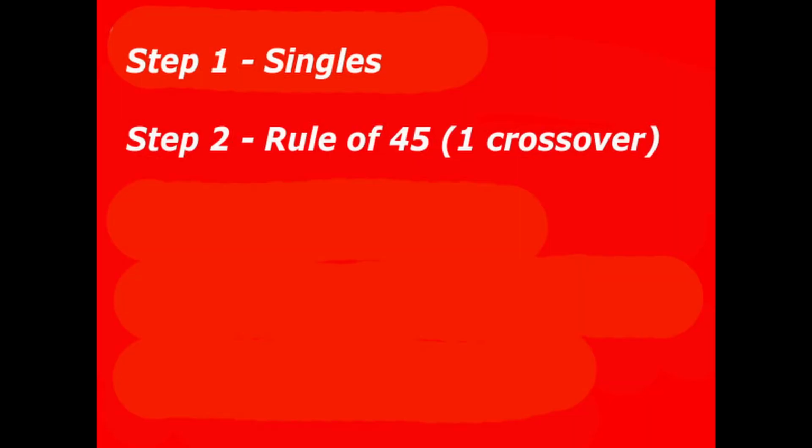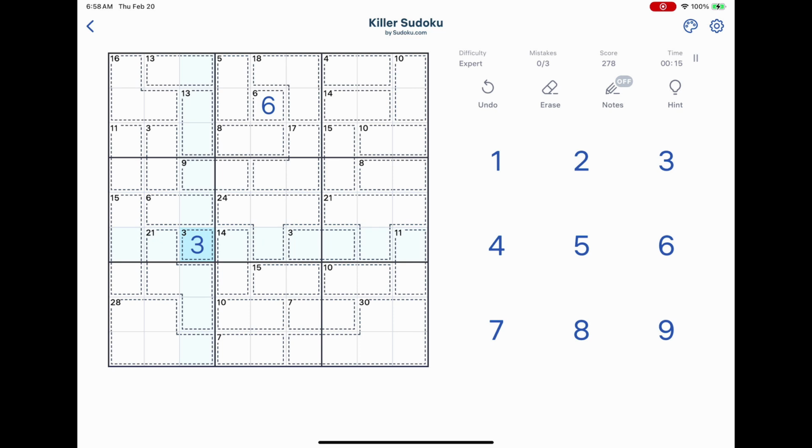Step 2, Rule of 45 with 1 crossover. Now we're going to apply the Rule of 45. The significance of 45 is that it's the sum of the numbers from 1 to 9. We'll see how that applies, but first let's speak about crossovers. Look at this sum in block 1. It is completely contained within the block. So is this one. And this one.